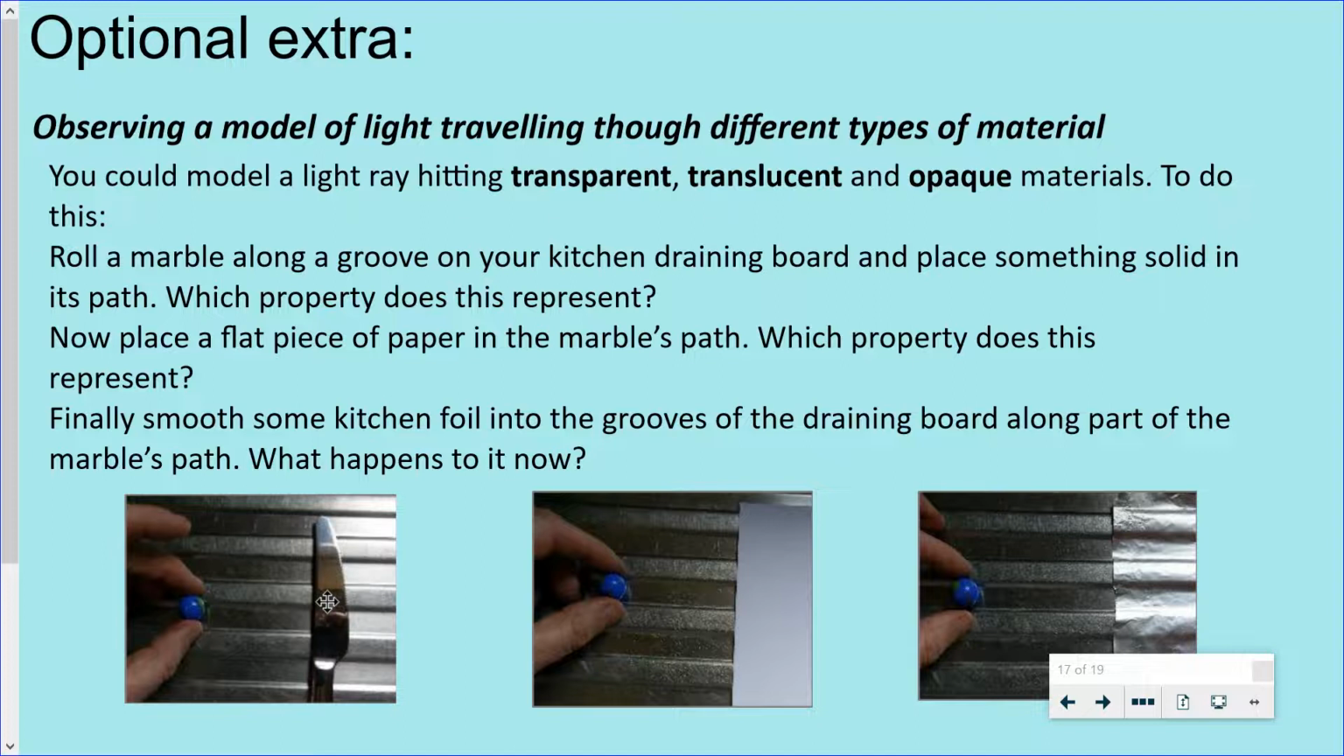Then place a flat piece of paper in the marble's path. Which property do you think that represents? And then finally, smooth some kitchen foil into the grooves of the draining board along part of the marble's path. And what happens to it now? So if you're going to do that, off you go, and then come back. The rest of us, let's find out.